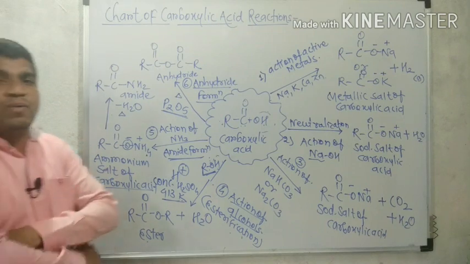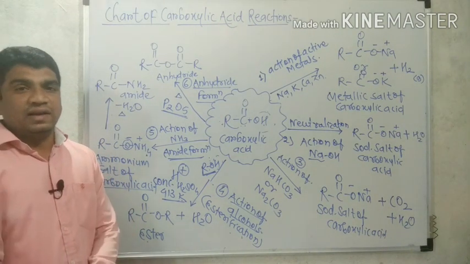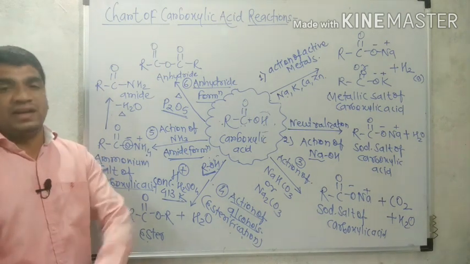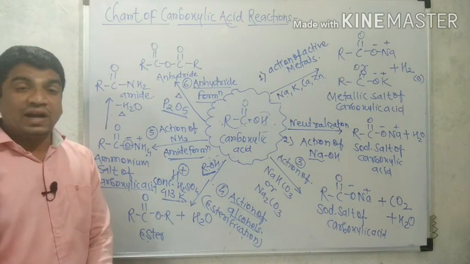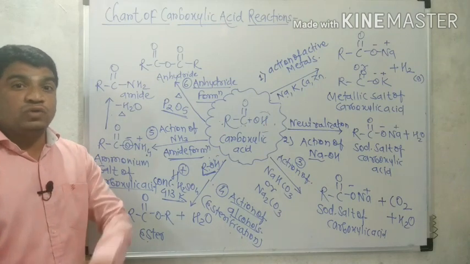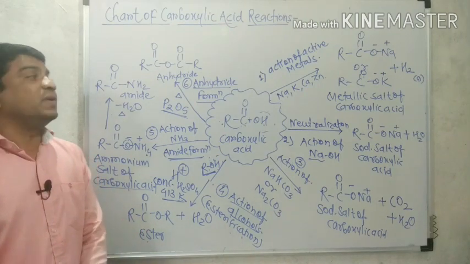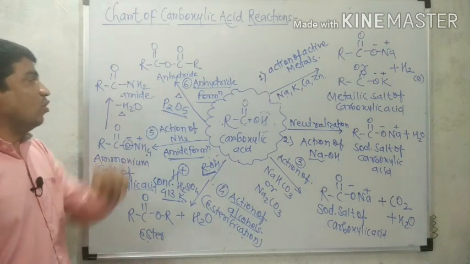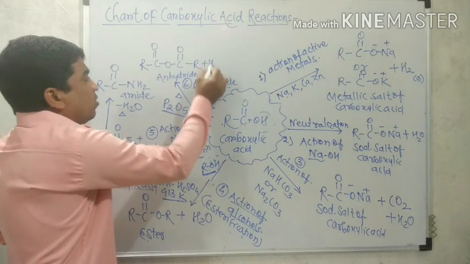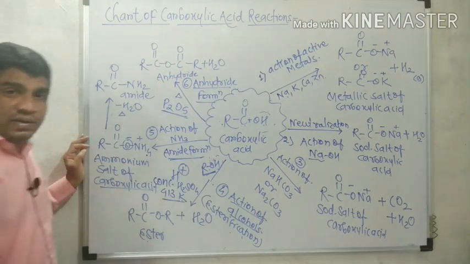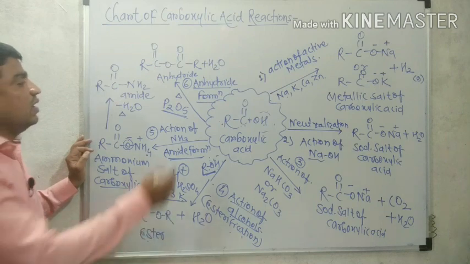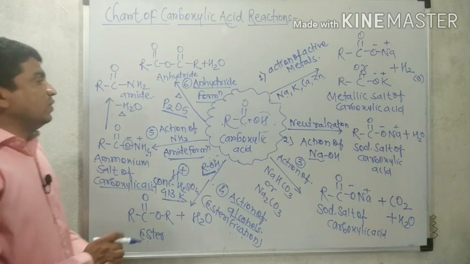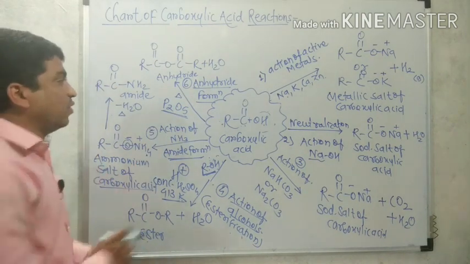For example, formic acid when heated gives formic anhydride. When acetic acid is heated with P2O5, that gives acetic anhydride. Benzoic acid when heated gives benzoic anhydride. Therefore, this reaction loses water, because the anhydride forms with the byproduct water. This reaction is also called dehydration. Now that is our reaction number 6, anhydride formation.